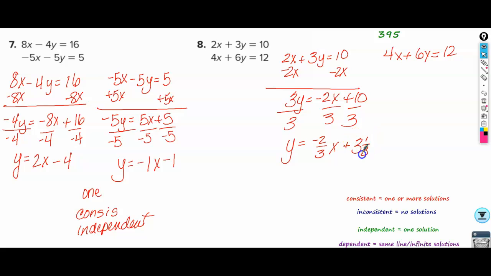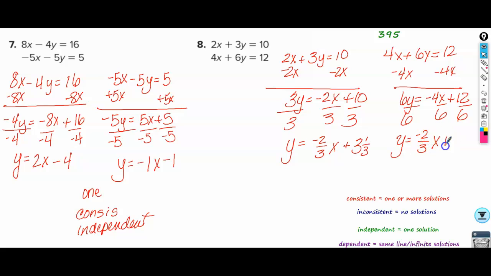Hope we don't have to graph this thing. Subtract 4x from both sides here. That gives me 6y is equal to negative 4x plus 12. Divide everything by 6. And that gives me y equals negative 2/3 x plus 2.